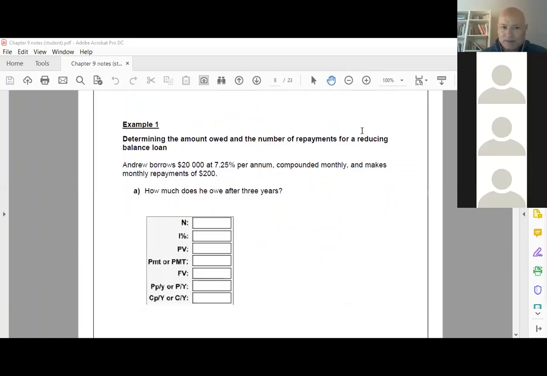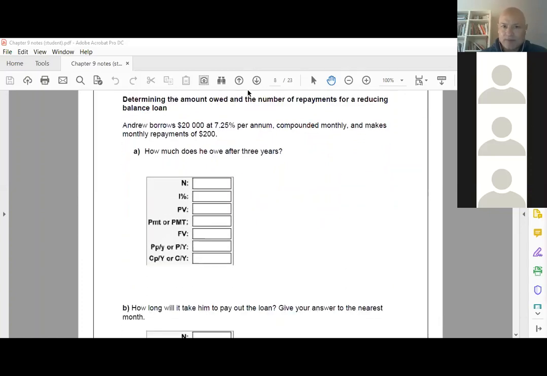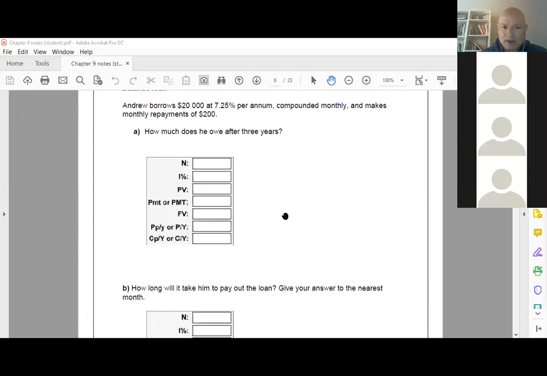Example 1. Can I get them both in? Maybe no. Okay. Example 1 says Andrew borrows $20,000, at 7.25% per annum. It's compounding monthly, and he makes monthly repayments of $200. Okay, let's fill in this table. And it says, how much does he owe after 3 years?